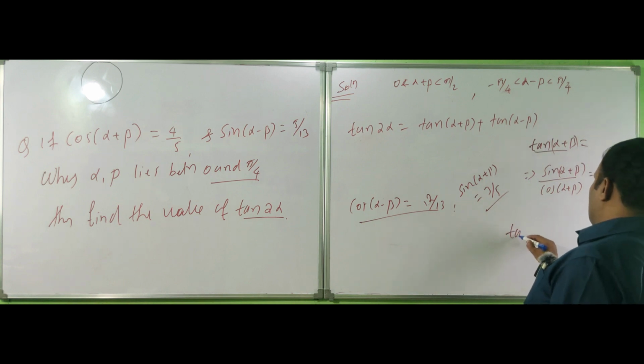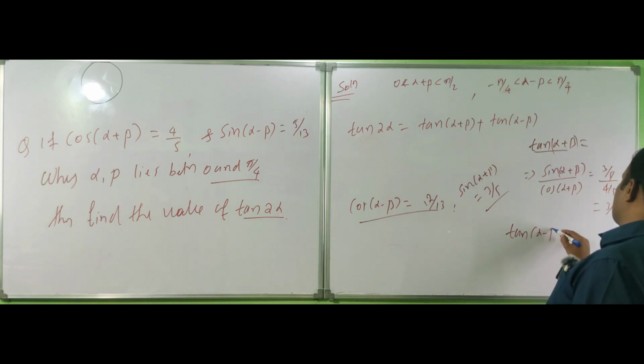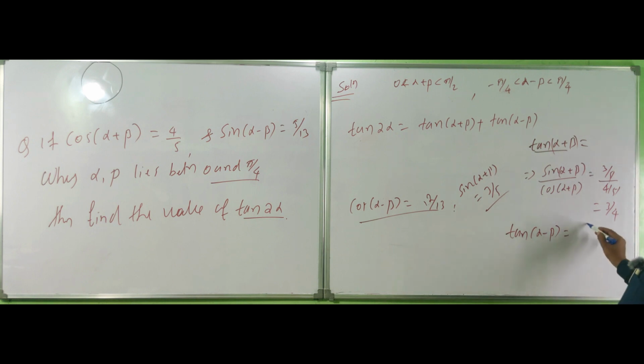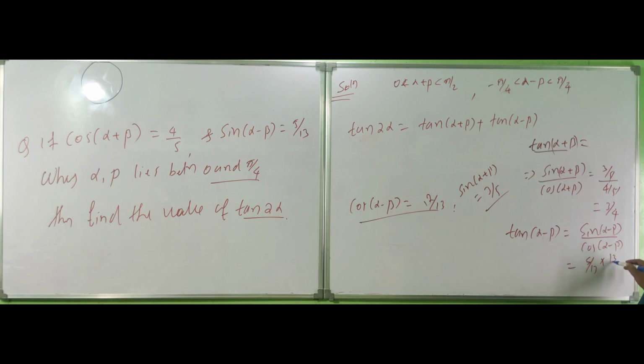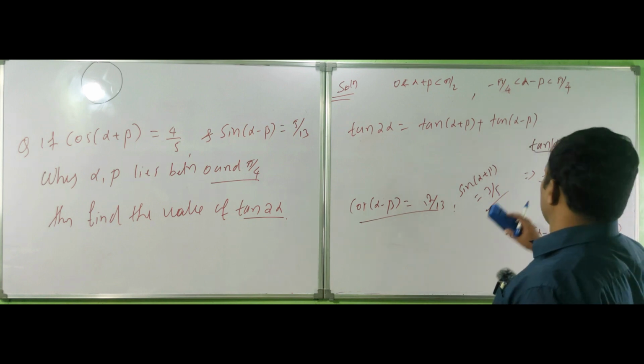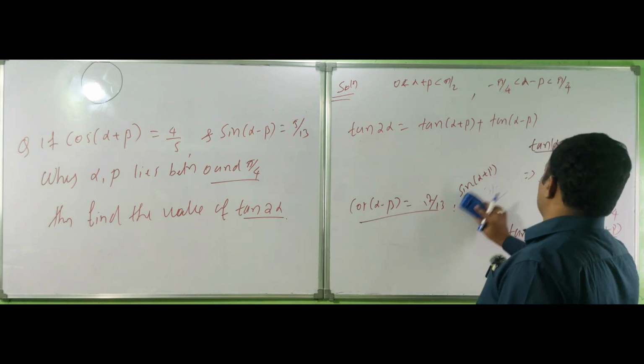Similarly, tan(alpha minus beta) is equal to sin(alpha minus beta) divided by cos(alpha minus beta). Sin(alpha minus beta) is 5 by 13 into, okay, I am writing that directly, 13 by 12. This gives 5 by 12. Okay, and the other is 3 by 4.